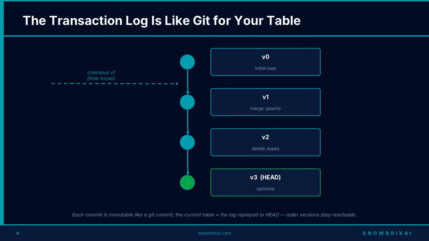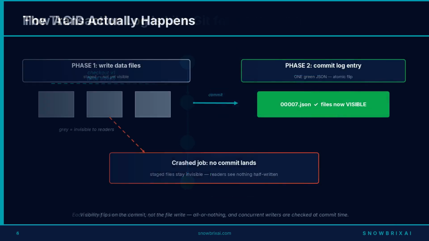Now here is the mental model that makes it click. The transaction log works like Git for your table. Each commit is immutable. Just like a Git commit, you never edit the past, you only append. The current table is the log, replayed up to the latest version. Think of that as Git head. And because the full history stays around, you can check out an older version anytime you want. That is time travel. If you understand Git, you already understand Delta. Same idea, applied to your data.